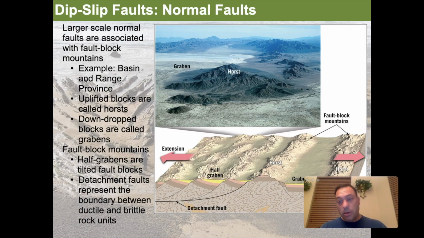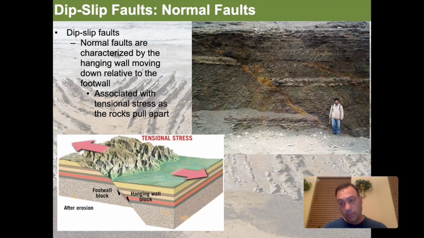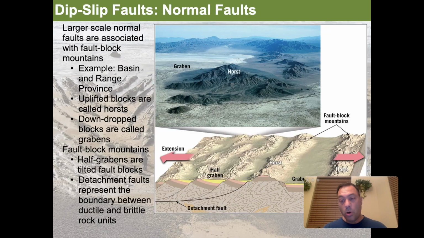You can get very, very small ones, like what we're seeing here. This is a relatively small normal fault. Relatively, it's an extremely small normal fault. It's still a beautiful one, but it's very small. Or you can get really, really large structures, as large as entire provinces of continents. Larger scale normal faults are associated with fault block mountains. A great example of this is the Basin and Range province of the United States. This extends all the way from Colorado to Eastern California.